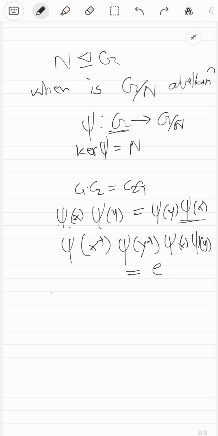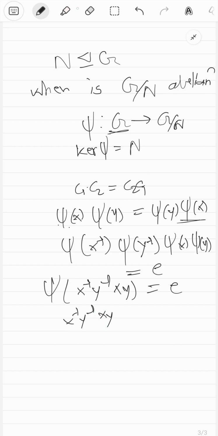But what this is telling me is that psi of, well, you can use the property of homomorphism, and it just becomes x inverse y inverse xy. That's equal to E. I don't actually write E over here, because we know what the identity element is. It's just N, the coset N, that is. And so x inverse y inverse xy is supposed to be in the kernel of psi, because of the way that kernel is defined, right?